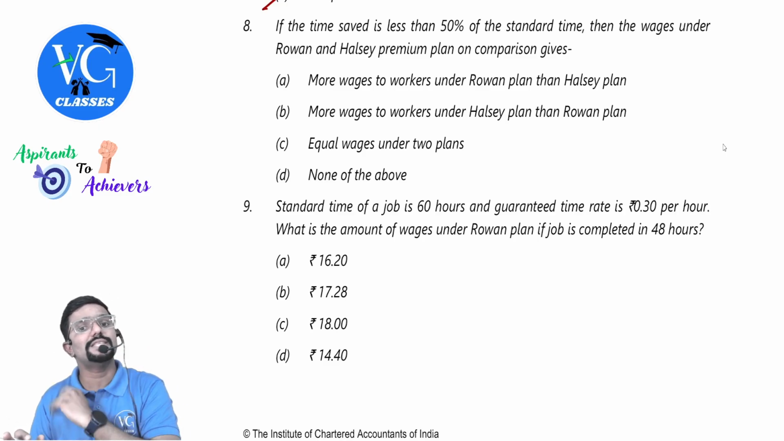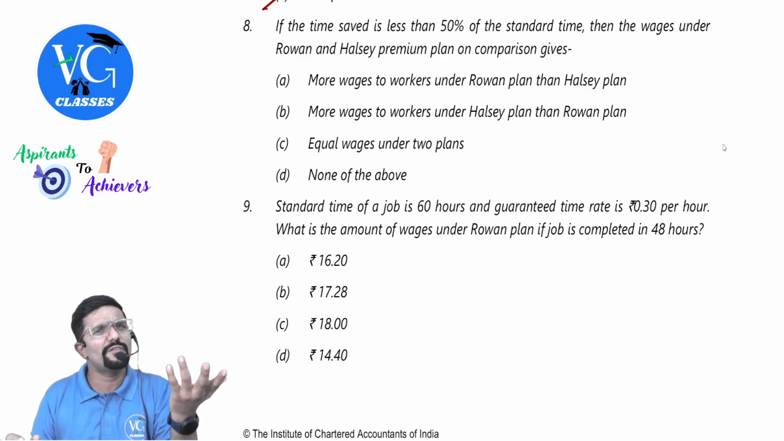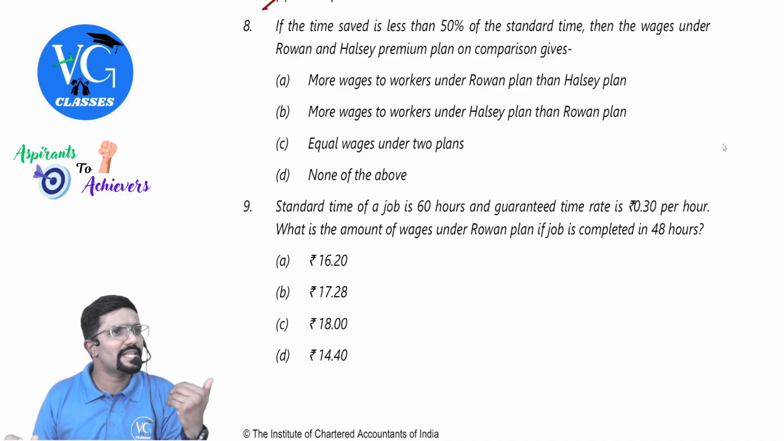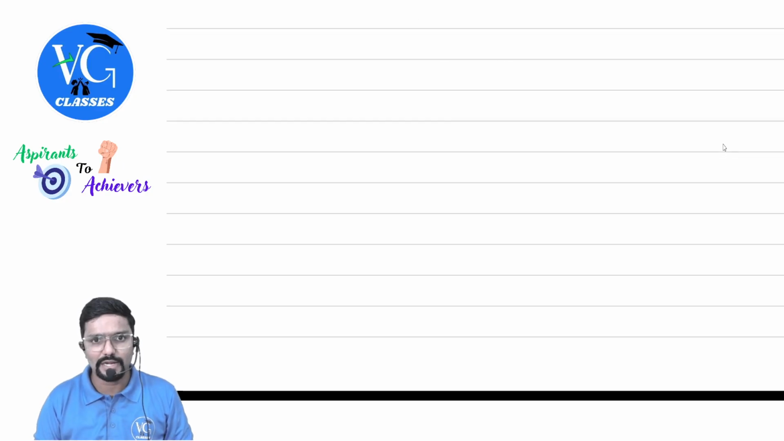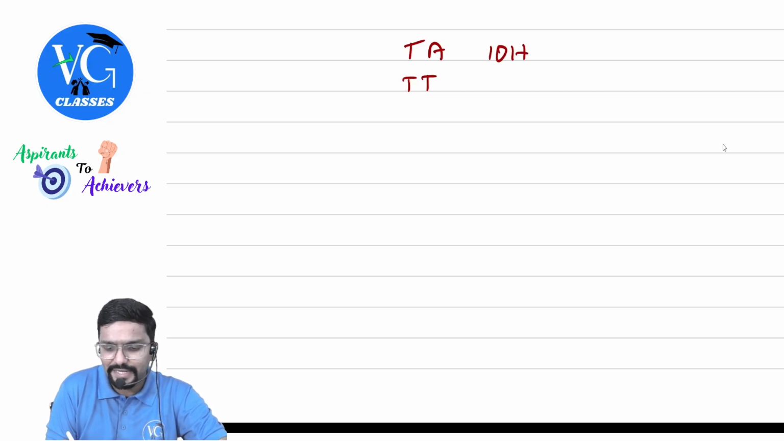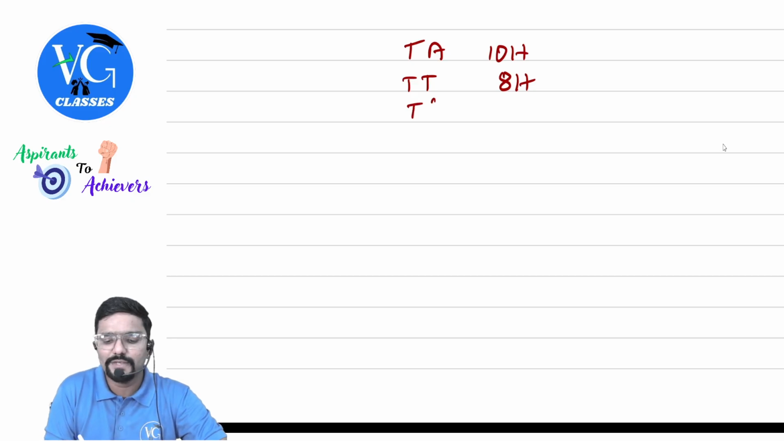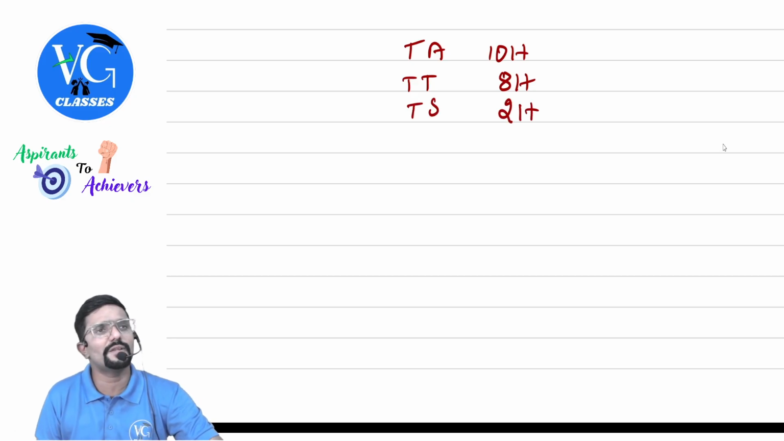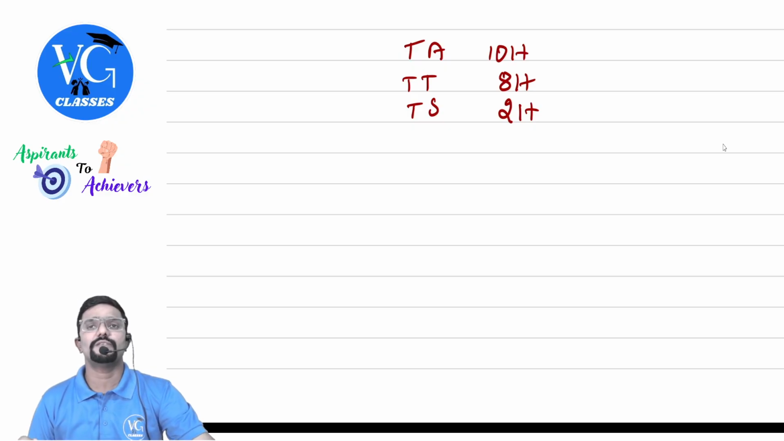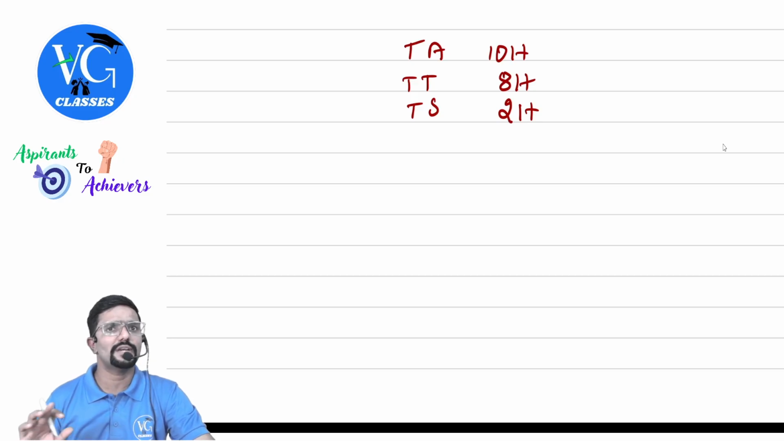If time saved is less than 50% of standard time. So can I tell time taken is more than 50%? Time saved is less than 50%, means time taken is more than 50%. Okay, let me work out like this. Guys, assume time allowed is 10 hours. Time taken, let me take it as 8 hours. Just assume figures. So time saved is how much? 2 hours. Is it less than 50% of standard time or time allowed? Yes. Standard time or time allowed is one and the same.